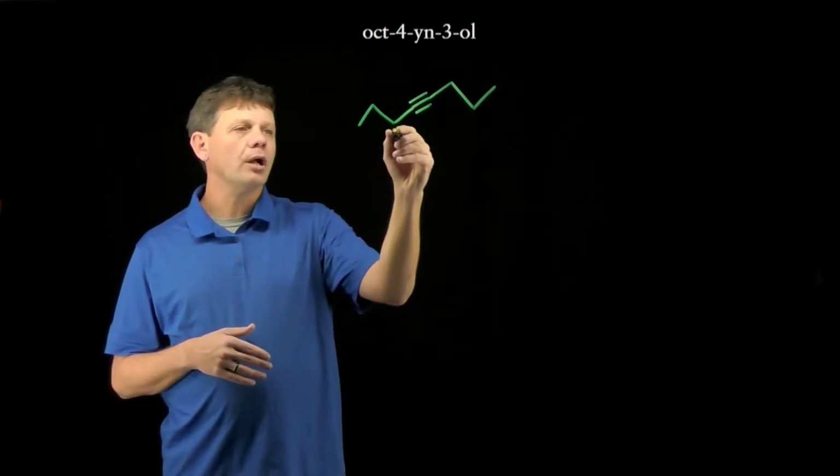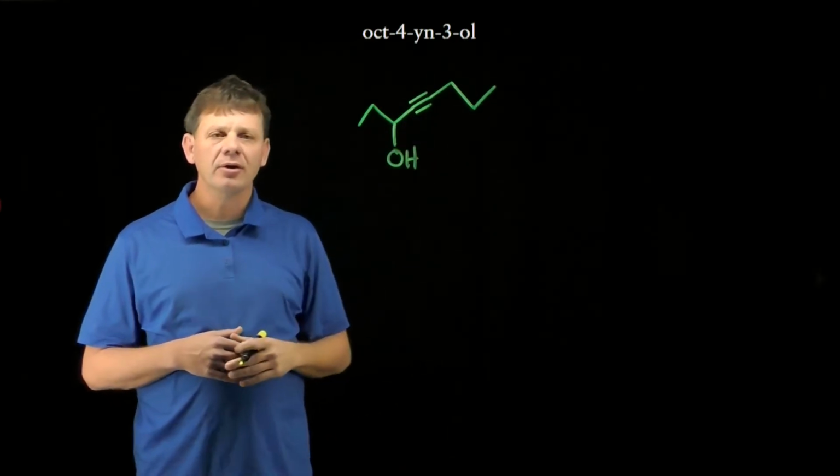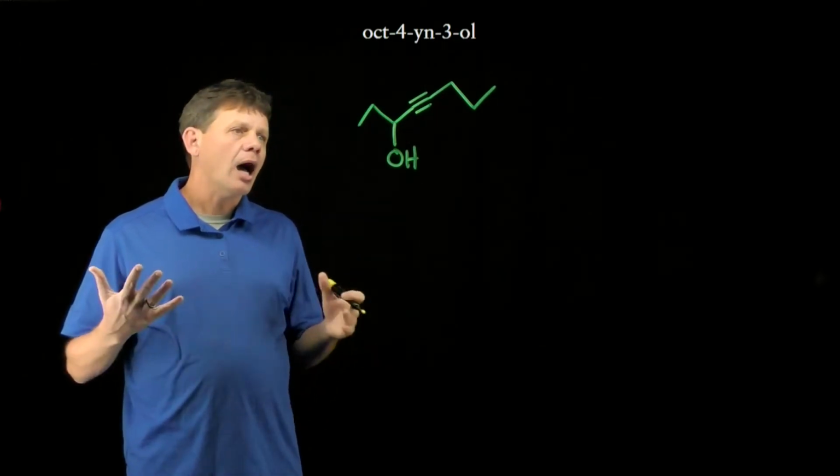And then we're going to put the hydroxyl group at the 3 position. We're not going to worry about defining the stereochemistry because our synthesis is going to make a racemic mixture anyway. How would we do that?